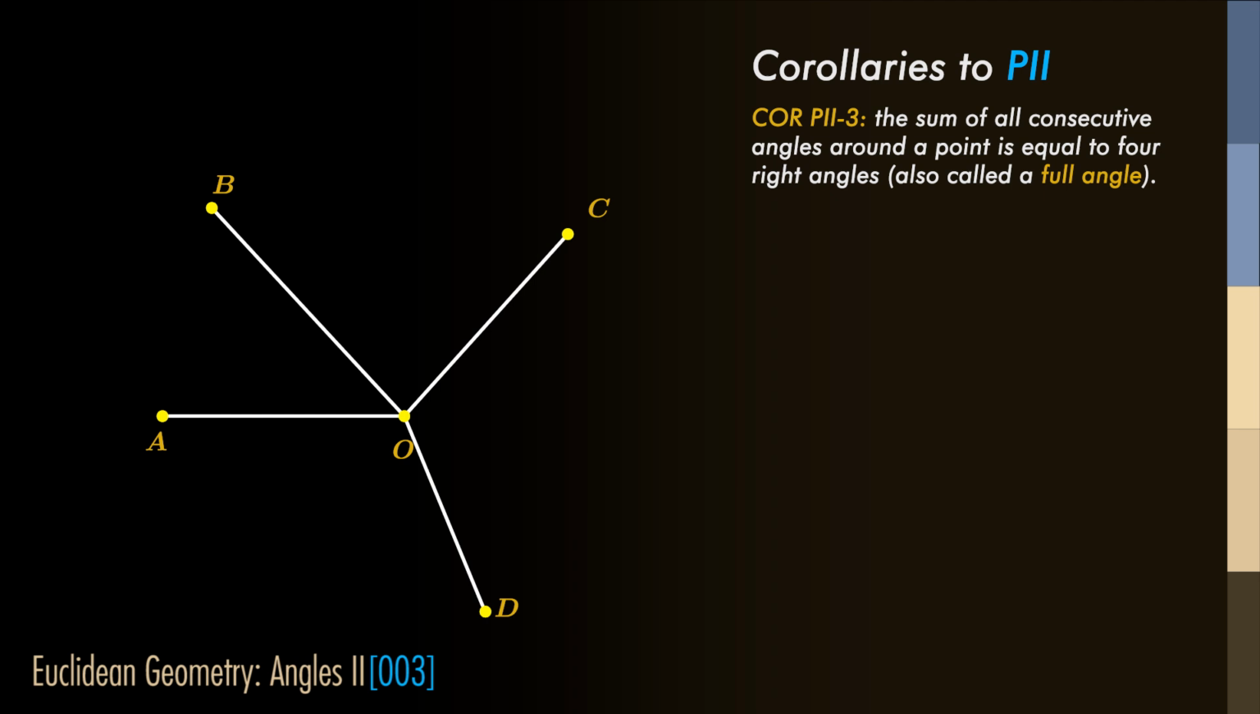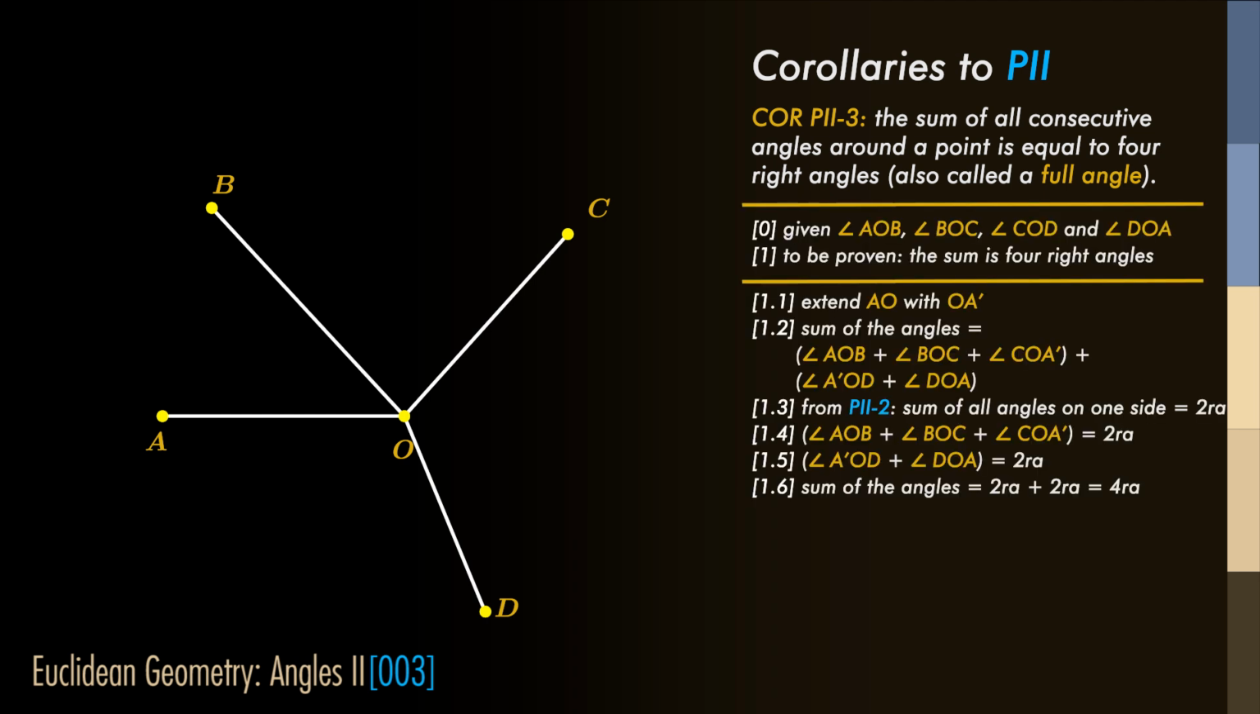Let's show this on an example. We start with angles AOB, BOC, COD, and DOA. We need to prove that their sum is four right angles. Let's extend AO with OA prime. We now have an equation where the sum of the four angles is equal to the sum of all the angles on one side of AA prime and the sum of all the angles on the other side of AA prime.